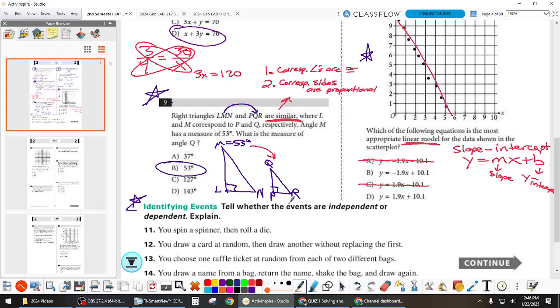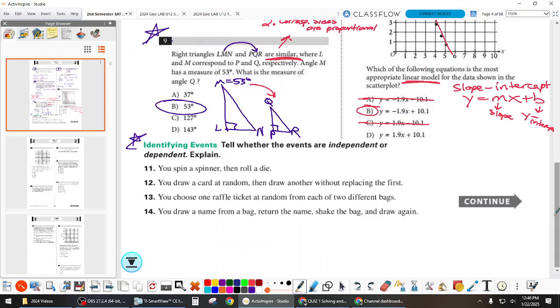Well, you're really asking the first sign of 1.9, right? Which one of those makes the line downhill? B. Good. Alright, let's do these really quick. You spin a spinner and then roll a die. Is that independent? Huh? Why not?